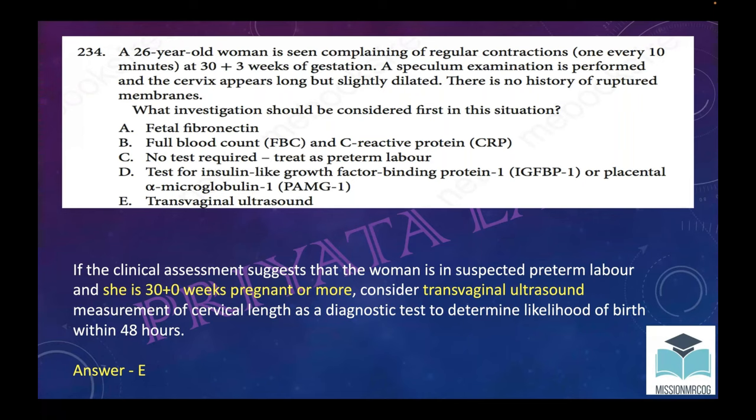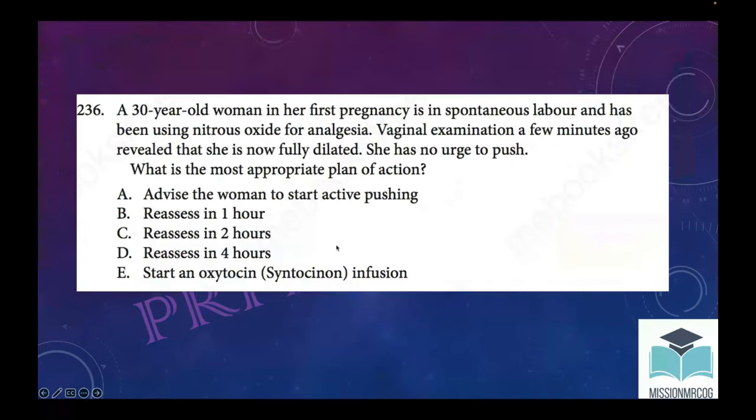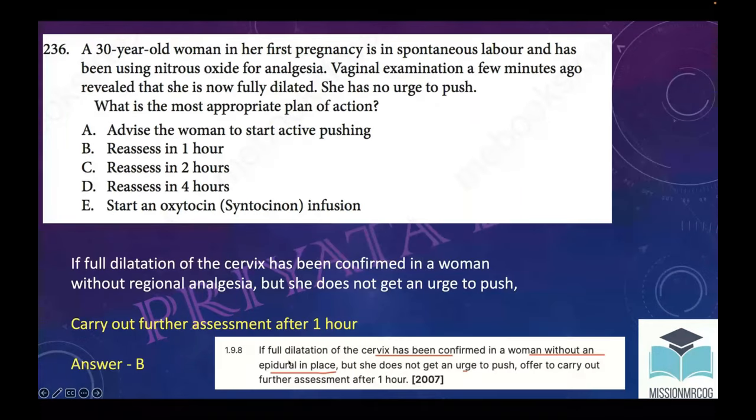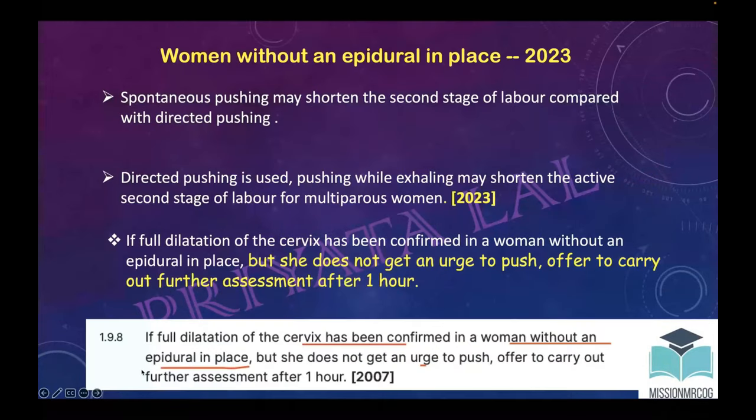Okay, so the patient is using nitrous oxide for analgesia. On vaginal examination, she's fully dilated, no urge to push. What will be the action plan? Reassess in 1 hour, ma'am? Yes, reassess in 1 hour. This is a common question that keeps on coming. This is the same thing, reassess in 1 hour.